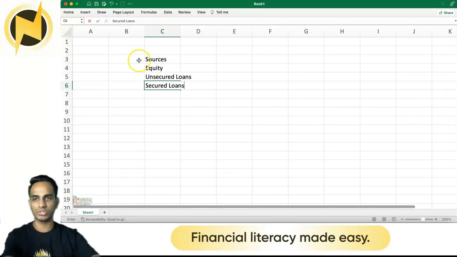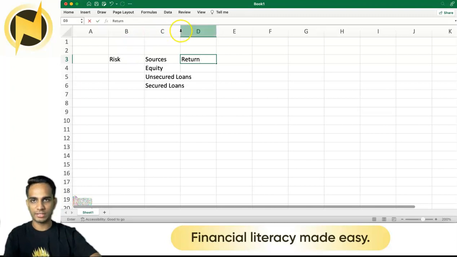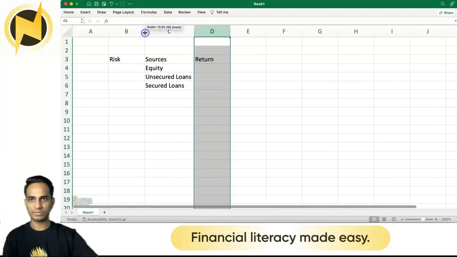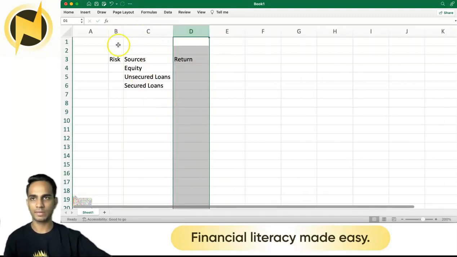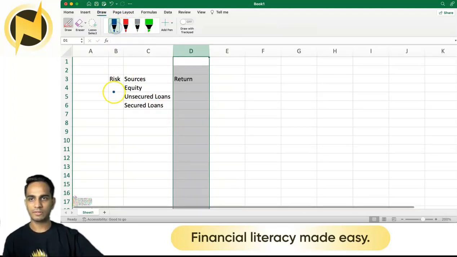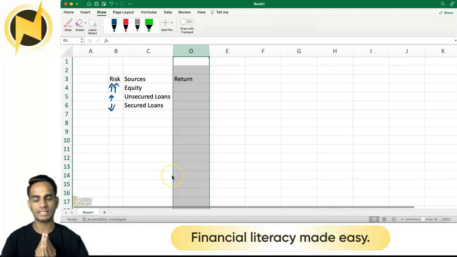Coming back to our Excel example. So I've listed a couple of sources, and if I'm to say the risk and the return that they are expecting, say I can put it like this. Just let me make this table a bit clean. The risk for equity shareholders is going to be very high. For unsecured loans, it is going to be high, but not as high as equity shares. So let me give two arrows for equity shares. And for secured loans, the risk is pretty low. Because as I said, secured loans are mostly secured with collateral. Not mostly, they are always secured by collateral.